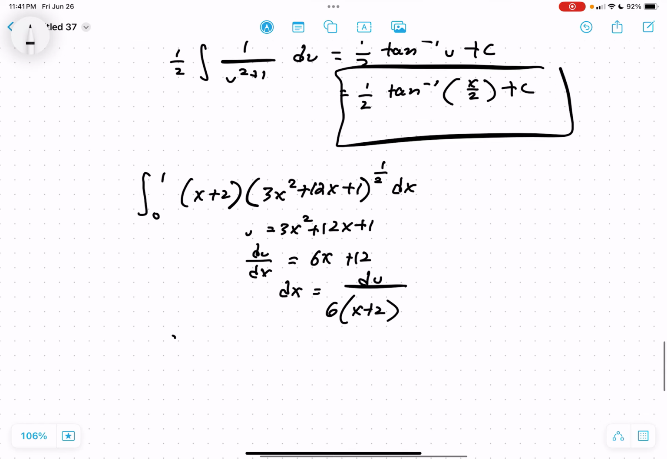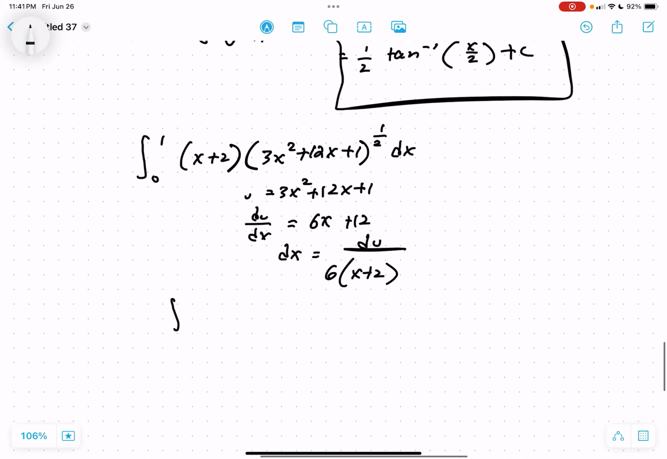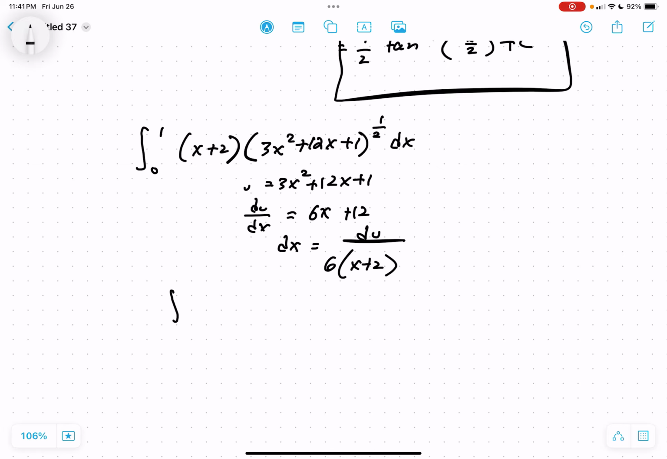So now I'm going to rewrite my integral. Now be careful here. I have to rewrite my bounds because now I am in terms of u, not x. So when I plug in 0 into the u equals equation, I get 1. And when I plug in 1, I get 16. So now I have the integral from 1 to 16 of (x plus 2) u to the 1/2 du over 6 times (x plus 2).